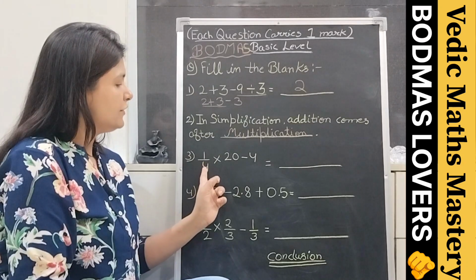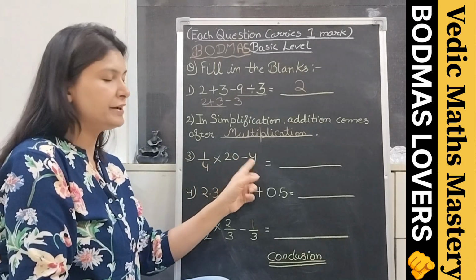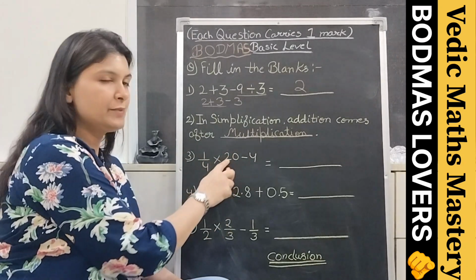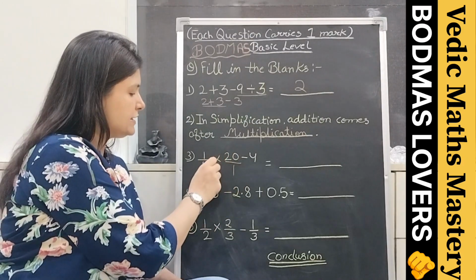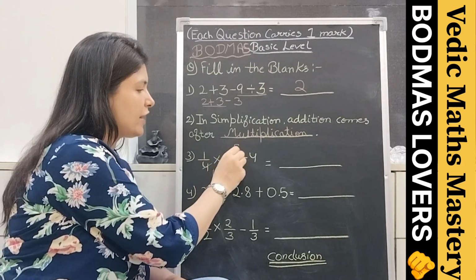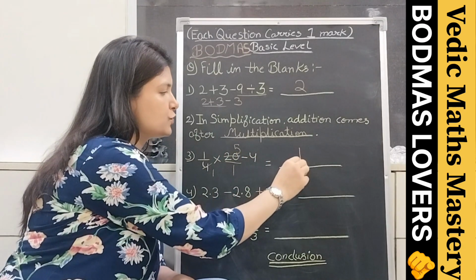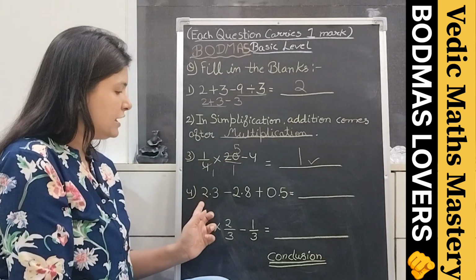Now, the third question says 1 upon 4 multiplied by 20, minus 4. So now this is multiplication. You can write 20 upon 1. You can easily solve: 4 and then 5. 5 minus 4 is 1. So 1 will be the correct answer.